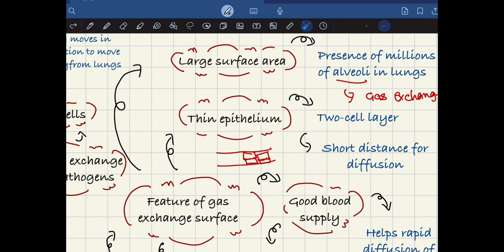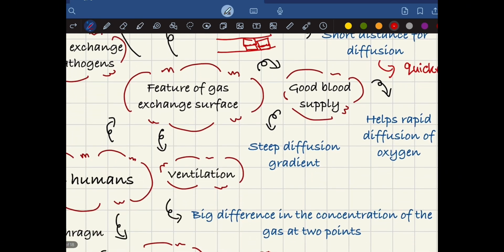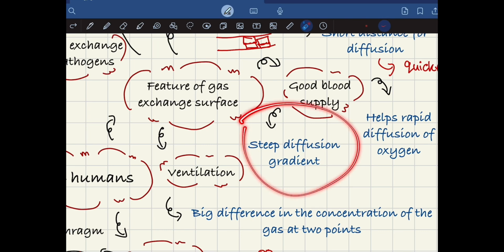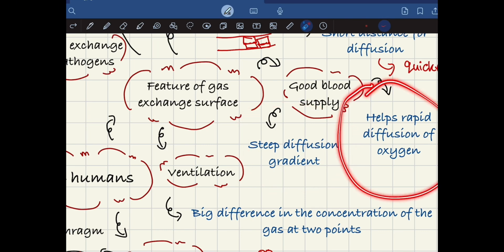And how does a short distance help? If you have a shorter distance, it will take much less time for your gas to diffuse. Short distance gives you less time for diffusion, which means your diffusion will happen more quickly, and obviously more efficiently. The next feature is good blood supply. Good blood supply helps us with a steep diffusion gradient, and it helps with diffusion of oxygen.